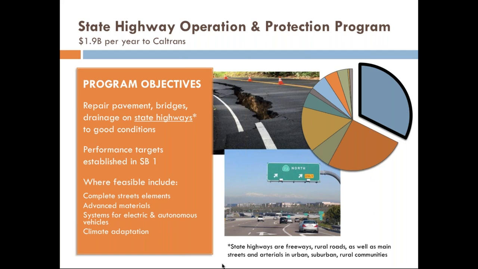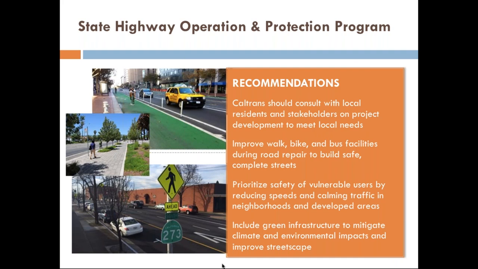And then SB1 also includes some language that these funds should be used for additional things where feasible. So again, the focus is on the repair, but where there are opportunities to make other cost-effective improvements, there are these other objectives. The first is including complete streets elements, particularly bike and pedestrian facilities, using advanced materials that take lower emissions to produce, including technology and communication systems for electric and autonomous vehicles to anticipate where vehicle technology is going, and then finally to include climate adaptation and resiliency in design and repair of these facilities.